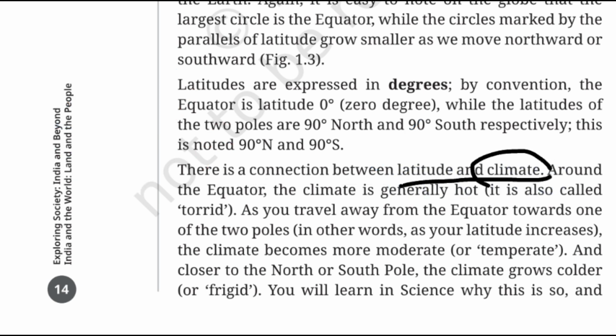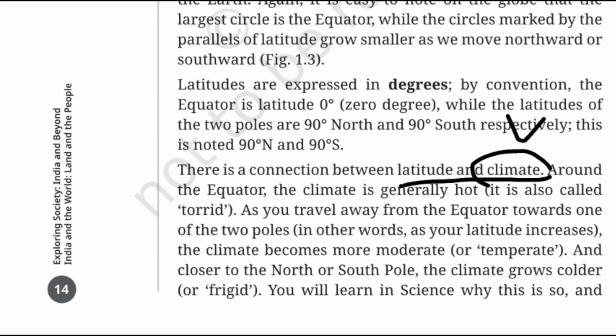What do you mean by climate? You may have seen weather updates in the news, isn't it? In a weather update, they may be talking about the temperature of a particular area or the pressure of a particular area, like that. That particular weather we calculate for a long period, 30 to 40 years. Then we take the average. That is called climate.